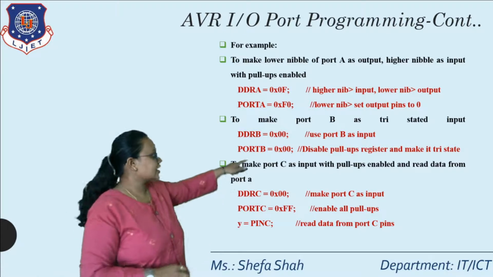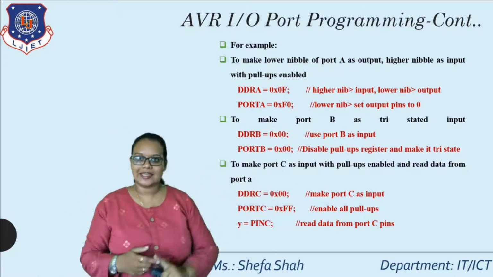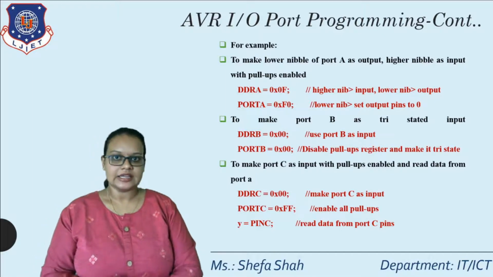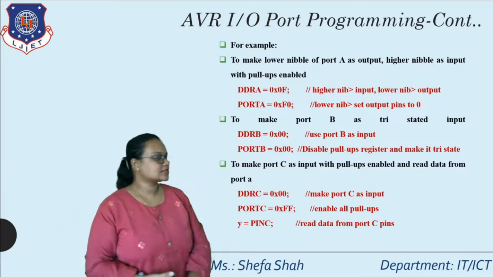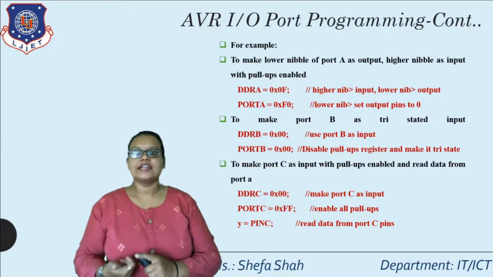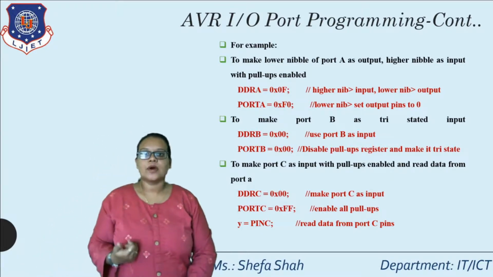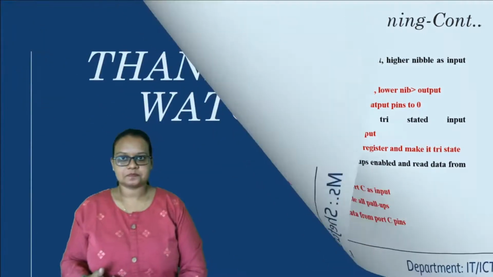So we will assign a variable y equal to PINC, where we have taken the input from port C, right? And now this y data will be assigned to port A, with DDRA equal to 0xFF beforehand, using PORTA equal to y. So this is all about IO port programming.